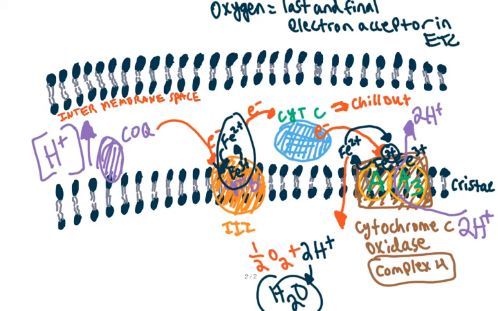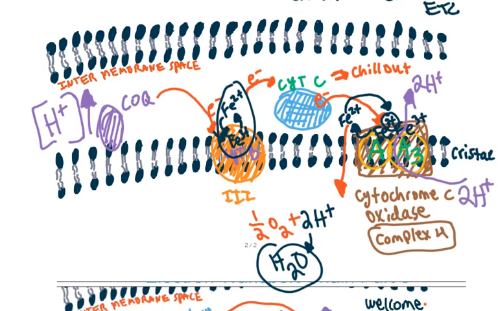Because then what's going to be involved is that the ATP synthase is going to take all the high concentration of protons and pump it back in through the ATP synthase enzyme, and that's going to help make a bunch of ATP through oxidative phosphorylation.